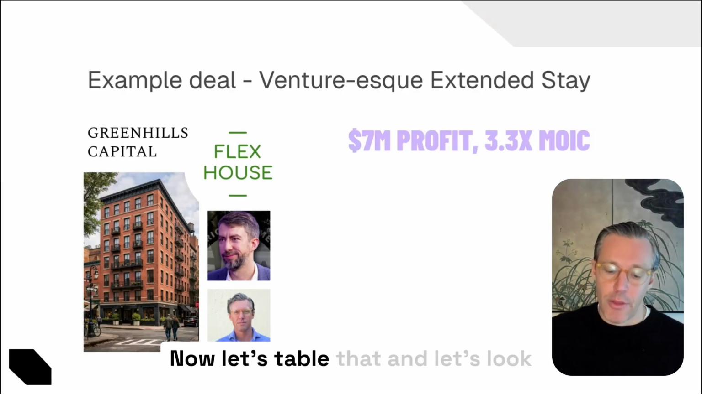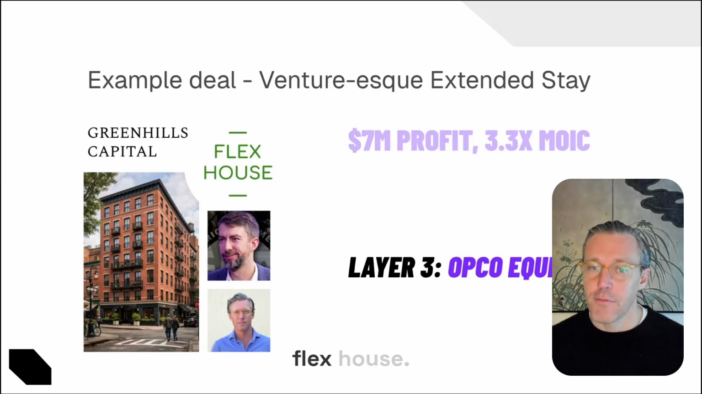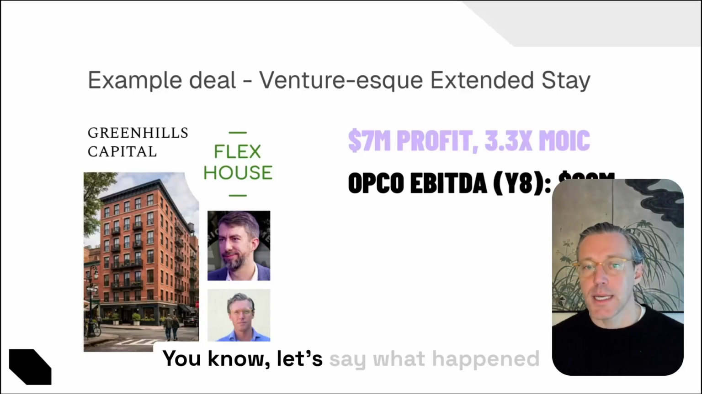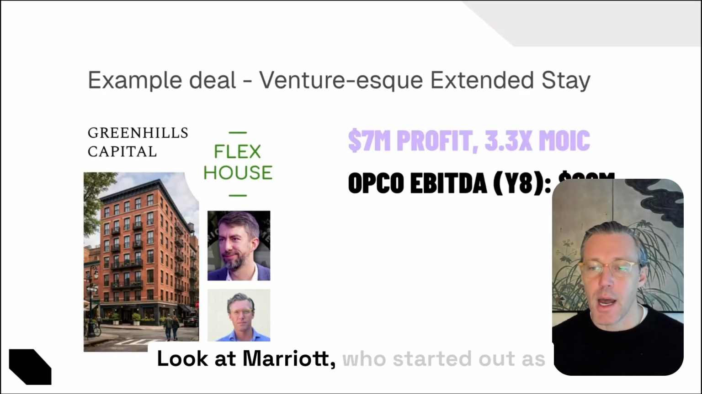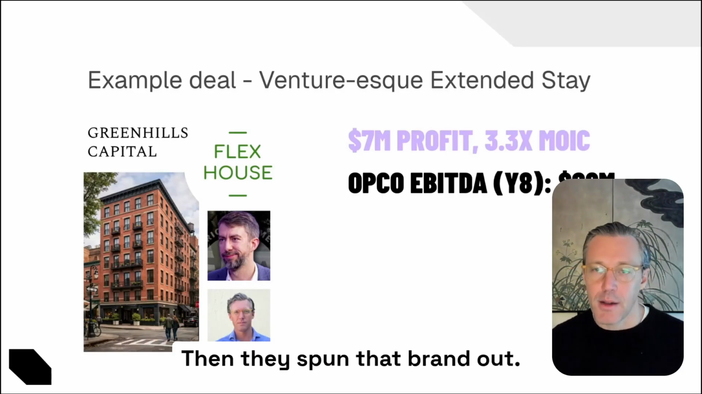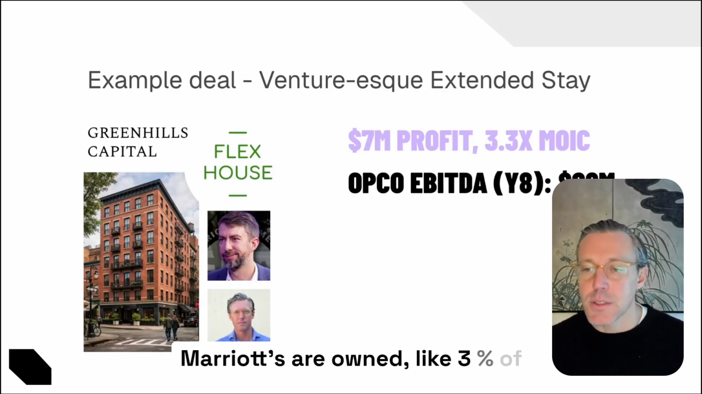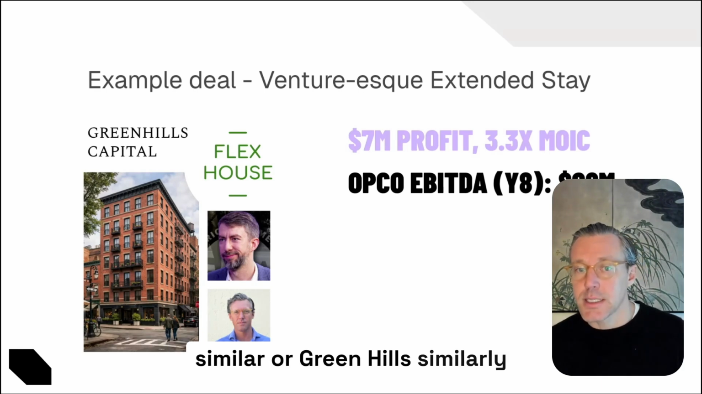Now let's table that and look at our third layer, which is going to be that OpCo equity piece. Because remember, we got a piece of Flex House. In this scenario, let's say what happened with Flex House is not dissimilar from what happens with a lot of different hotel brands. Look at Marriott, who started out as a hotel investment company. They built a brand to operate it. Then they spun that brand out. Now I think like 3% of Marriott's are owned by Marriott. And so we are able to, similarly, Green Hills grows Flex House.